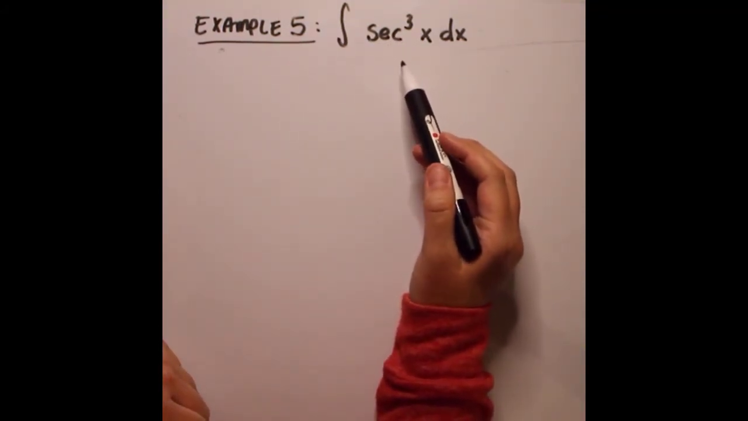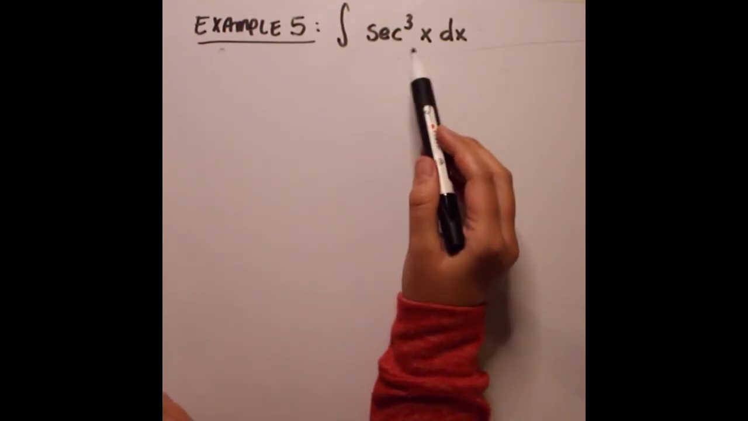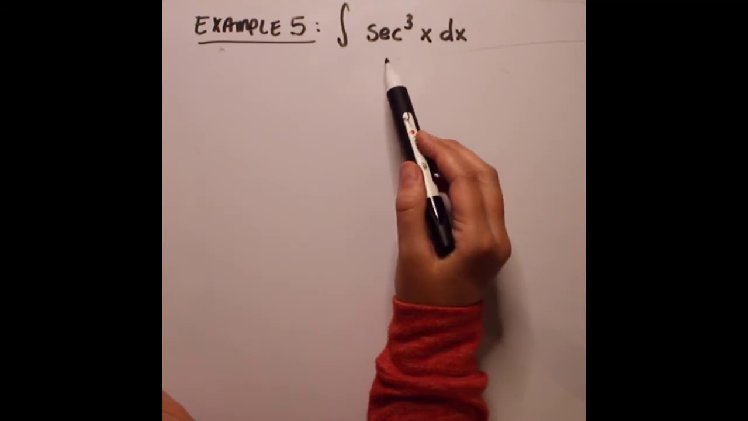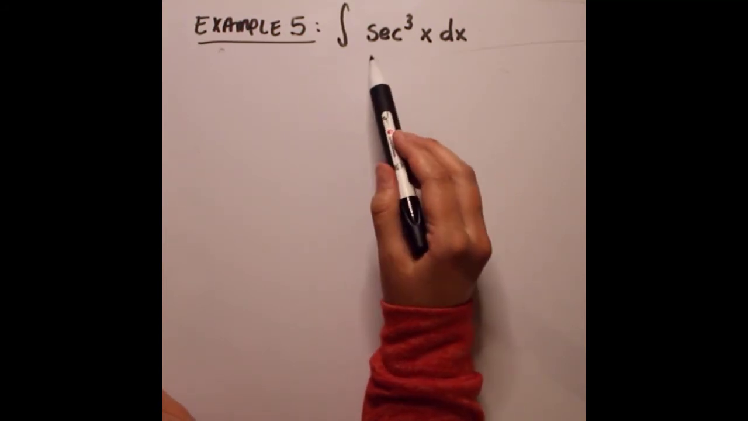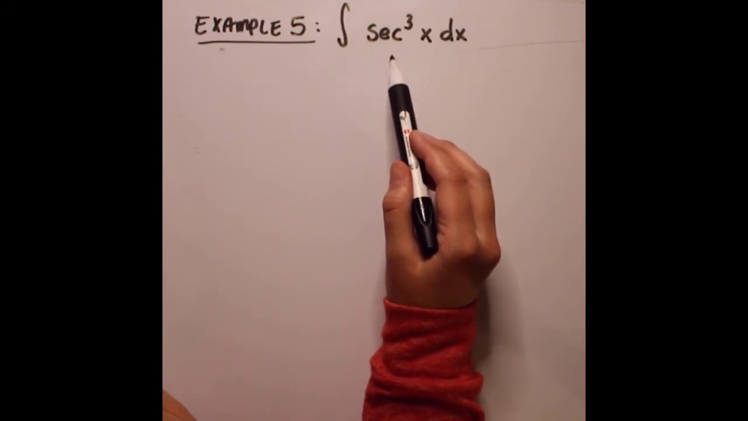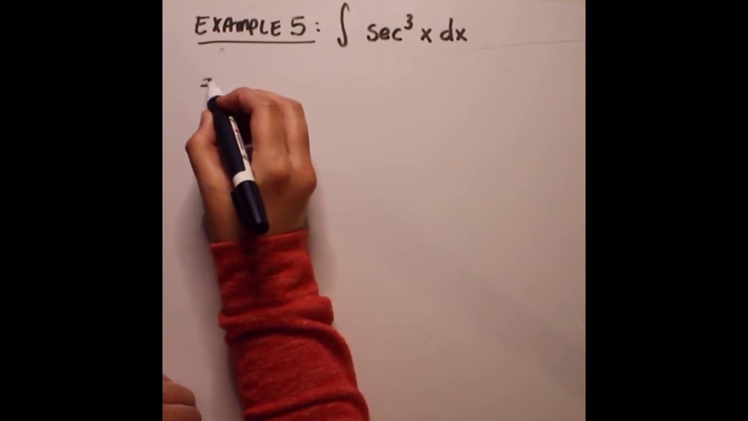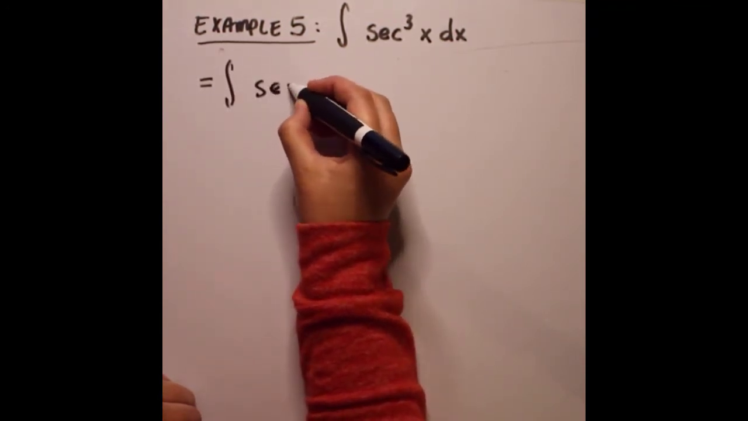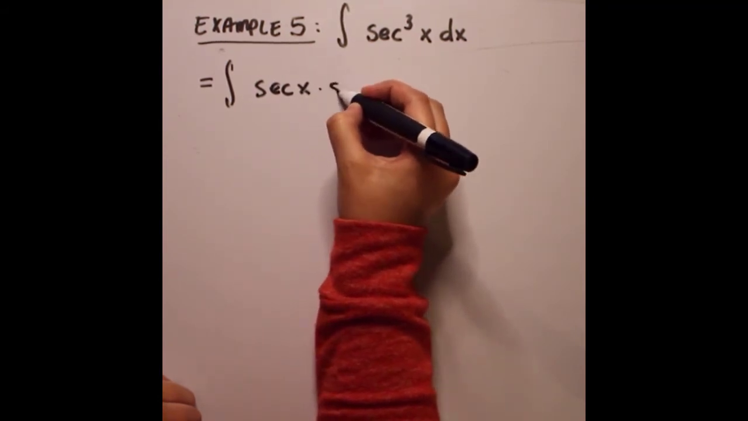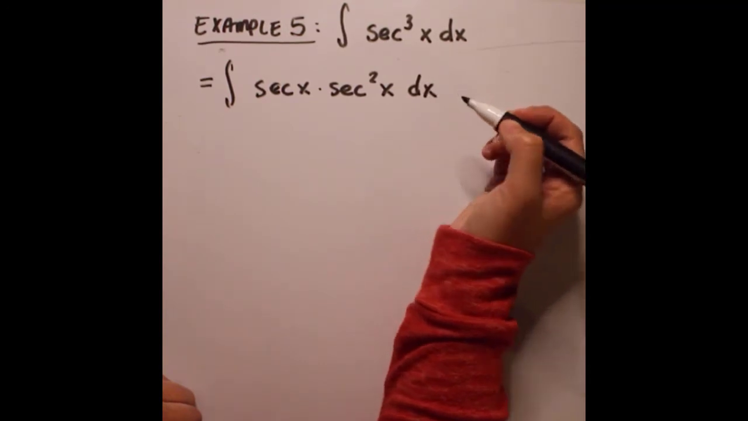So this one's a little bit tricky, and I'm going to show you how to do it. If you were to work this out on your own before I show you, you might try u substitution or using the trig identities that we talked about already right away, but they're not going to work out. So let me show you how I'm going to rewrite this. I'm going to rewrite this first as the integral of secant x times secant squared x dx.